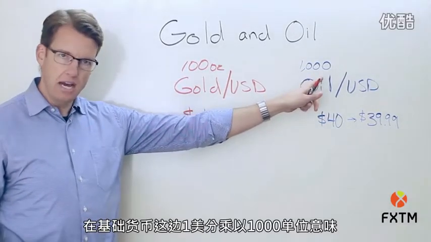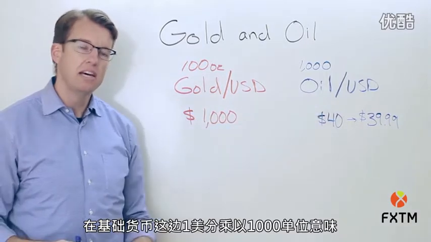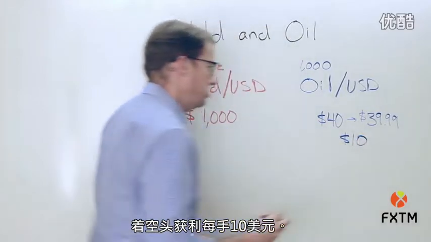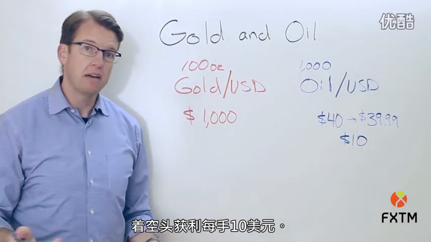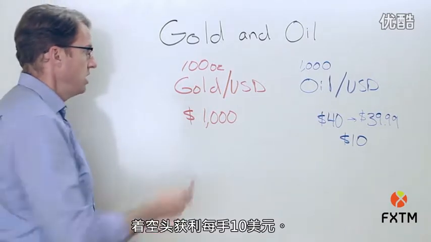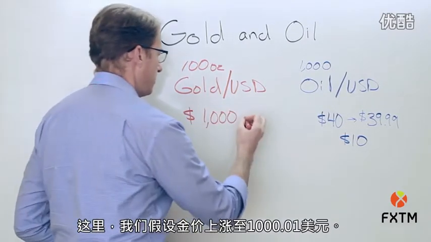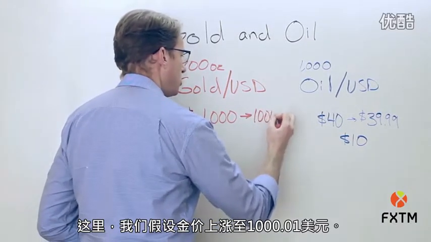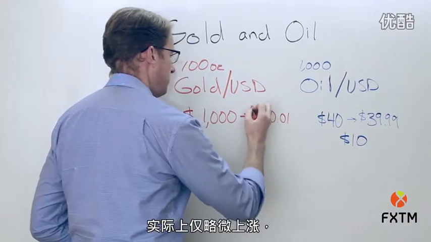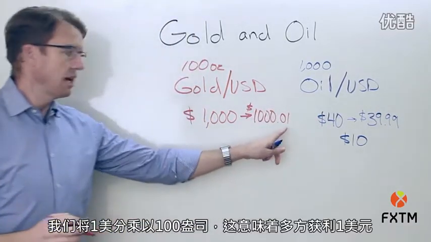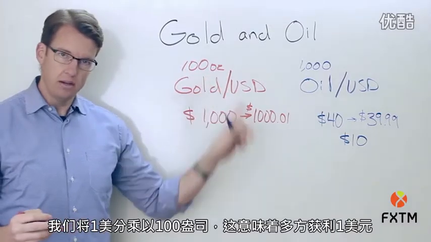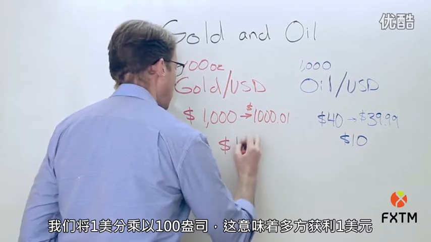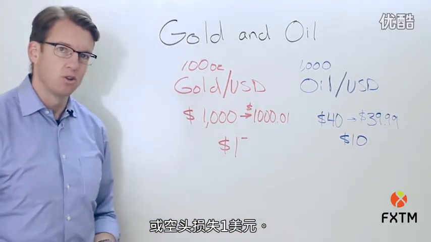Well, 1 penny times 1,000 units over here on the base side means that that move would be in favor of the short side to the tune of $10 per lot, or of course, adverse to the long side for $10. Now over here, let's say, for example, that gold has improved in value to $1,000.01. So it's actually gone up a little bit. We would take that 1 cent times 100 ounces. That means that improvement is worth $1 to the long side, or to the short side, it would be adverse to the tune of $1.